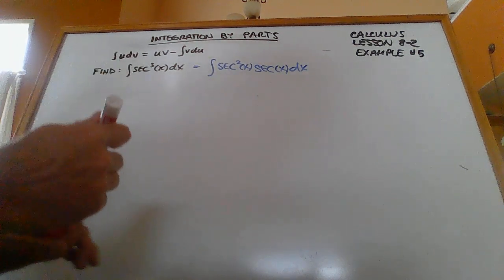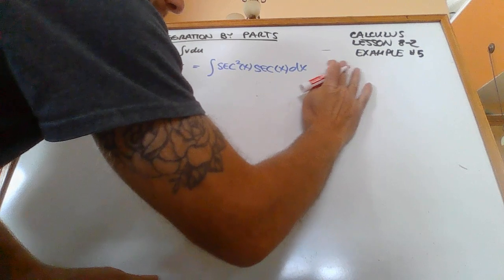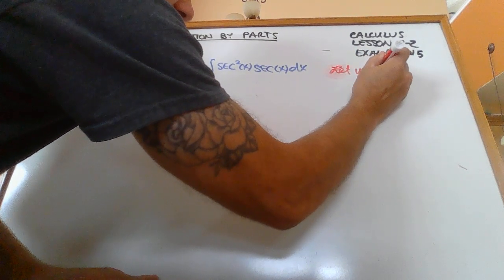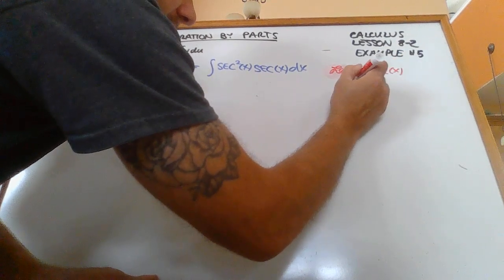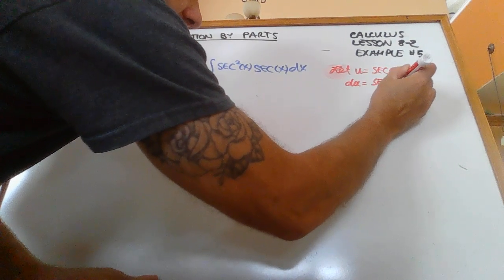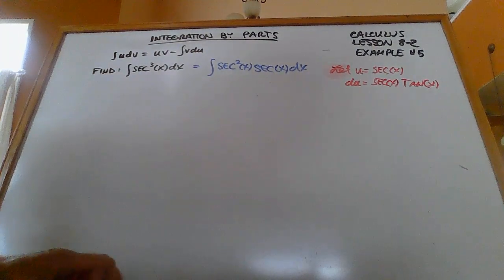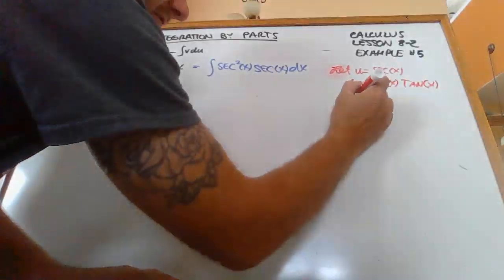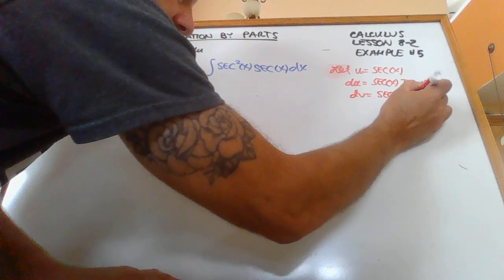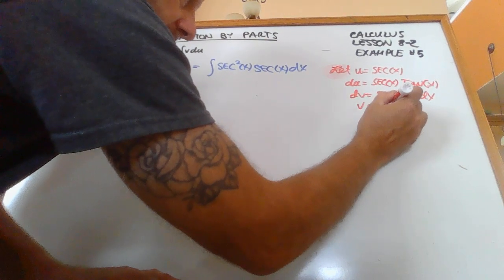Now we're going to let u equal secant x, and then du is secant x tangent x. And we're going to let dv be secant squared x dx, and then the integral of that is tangent.